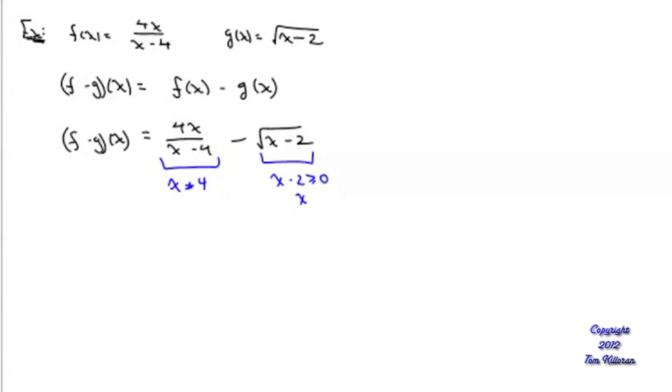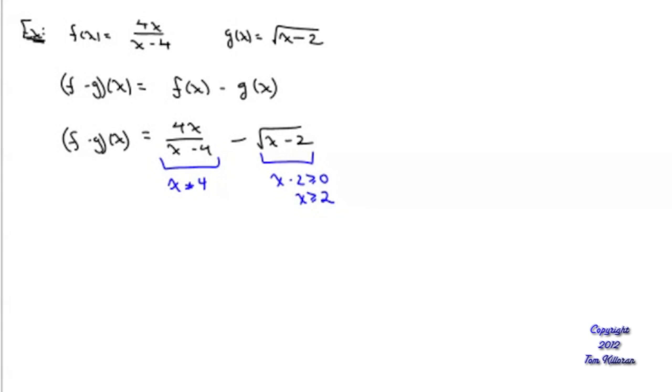When you solve it, you get x is greater than or equal to 2. Now, when you're doing this combination of functions, no matter what operation it is, addition, subtraction, multiplication, division, you have to take the two domains and bring them together as one. So this one says you definitely cannot use 4. This one says you can only use numbers bigger than or equal to 2.